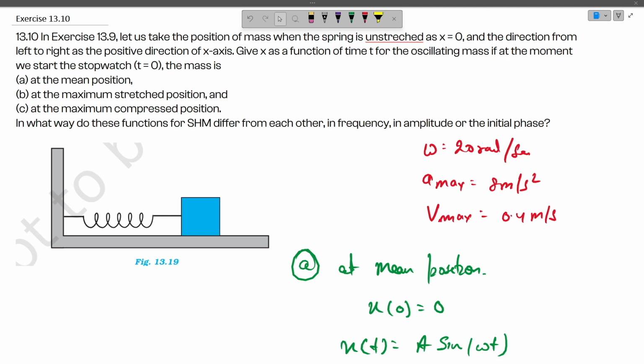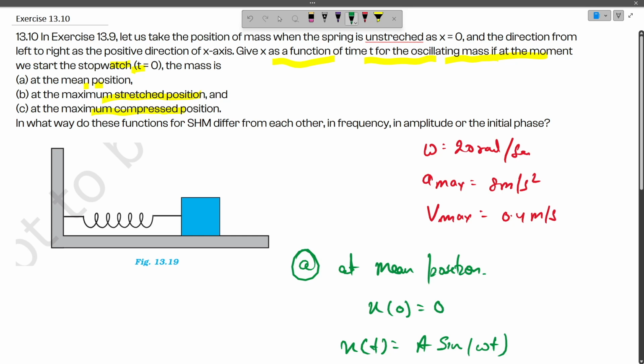The question here says, in 13.10, in exercise 13.9, let us take the position of mass where the spring is unstressed as x equals 0 and the direction from left to right as the positive direction of the x-axis. Now give x as a function of time for the oscillating mass if at the moment we start the stopwatch at t equals 0, the mass is at the mean position, at the maximum unstressed position, and at the maximum compressed position.